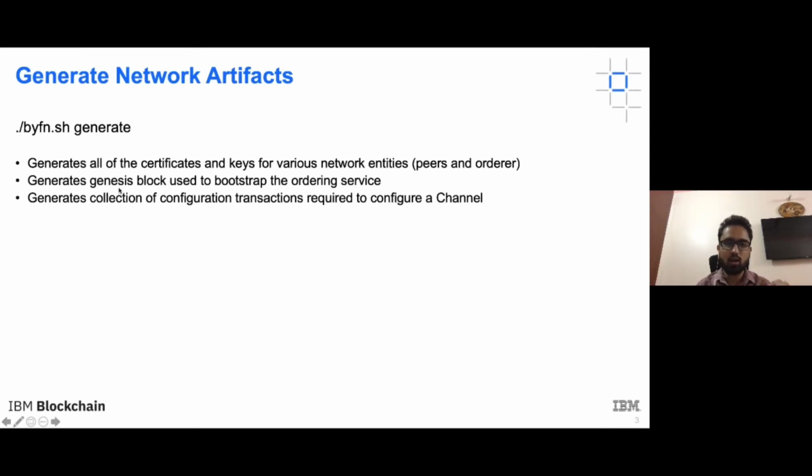That genesis block contains all the information about the network: how many peers there are, how many orderers there are, what all the clients are. All this information is present in the genesis block. So this script will generate all the certificates and keys, the genesis block, and all the configuration transactions that we have to use to configure our channel.